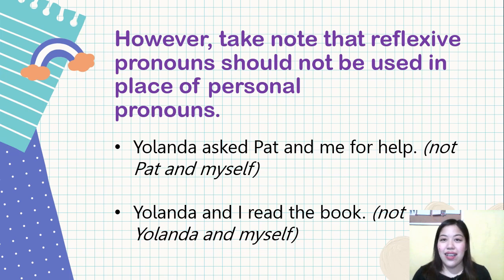Obviously, it's the personal pronoun "me" instead of the reflexive pronoun "myself." Okay, so let's try again with the second example. "Yolanda and I read the book." So let us try to omit Yolanda. Which of the two sentences sounds better? "I read the book" or "Myself read the book"? Of course, the former sentence sounds better.